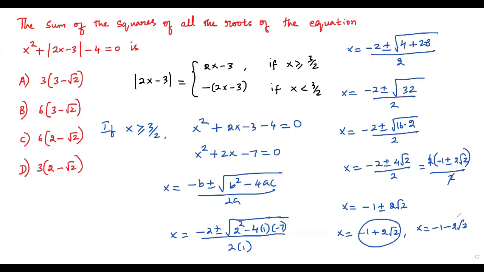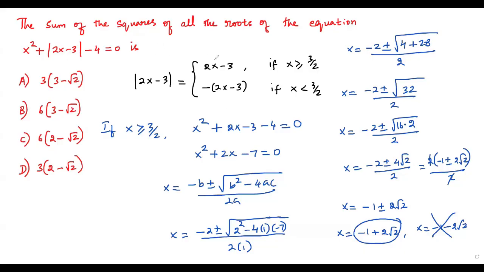Can I accept these two values as solutions for this quadratic equation? No, we cannot, because there is a condition: x has to be greater than or equal to 3 over 2. So only this value is greater than or equal to 3 over 2, that is, greater than or equal to 1.5. And this one is not greater than 3 over 2. So since this value of x does not meet the condition, we can reject it. So we can consider only this one as a solution for the given equation.